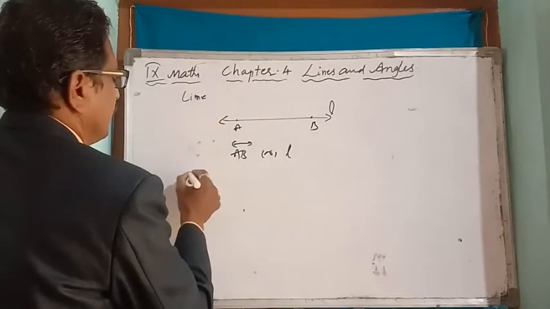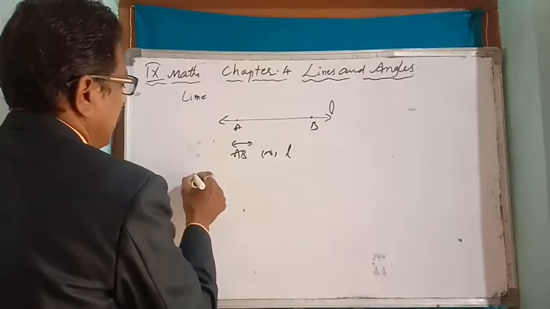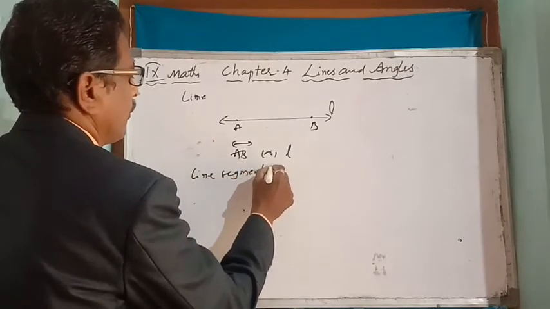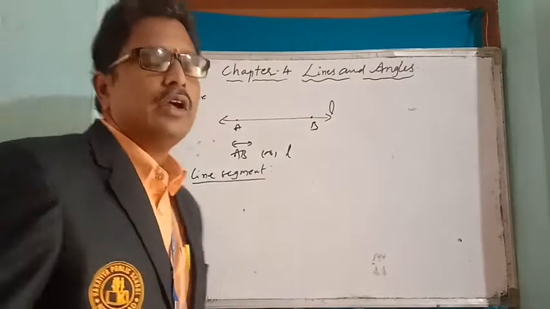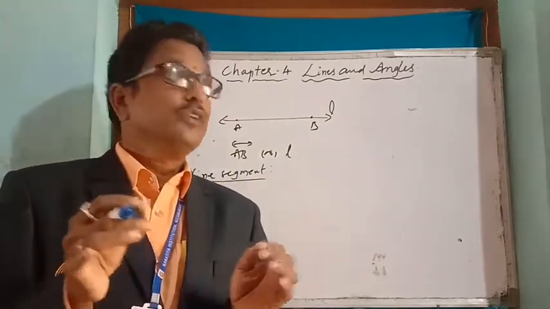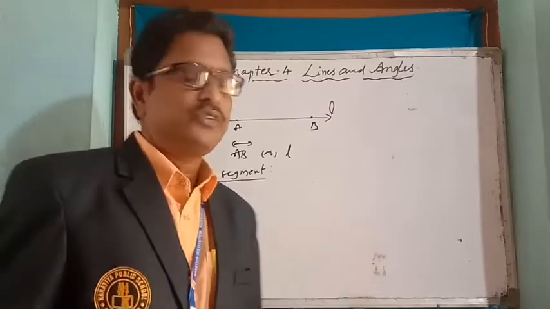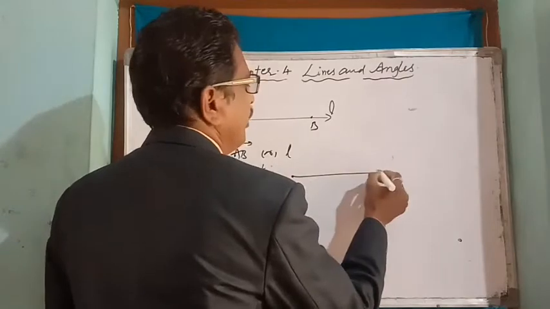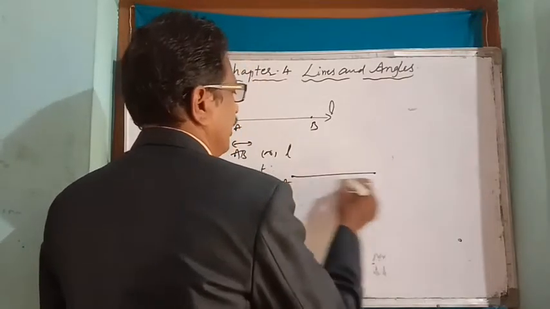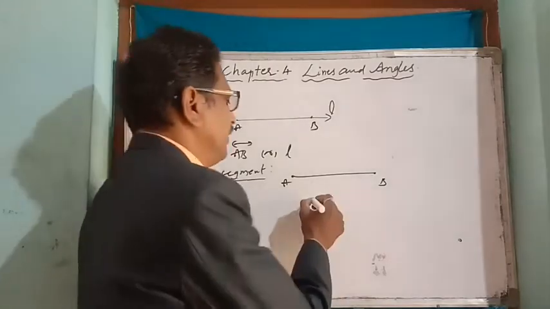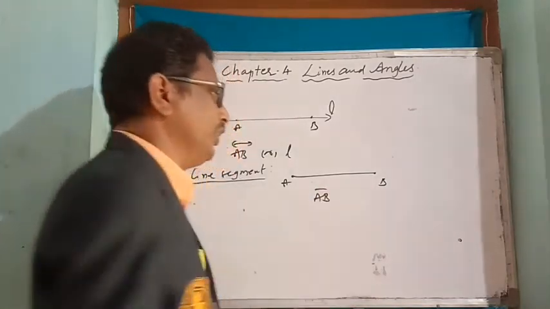Next, line segment. What is a line segment? A line segment is a part of a line with two endpoints, including the two endpoints. It has two endpoints A and B. A line segment has a definite length. Here it is denoted like this, AB.